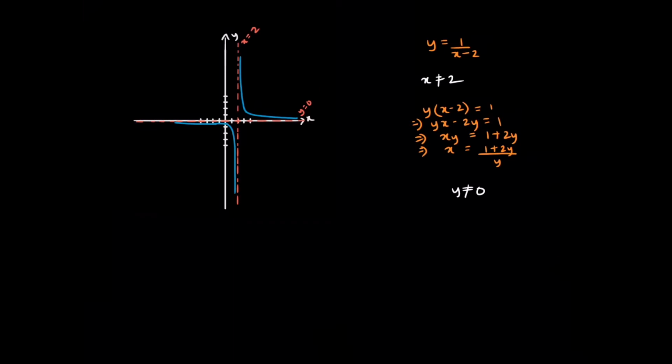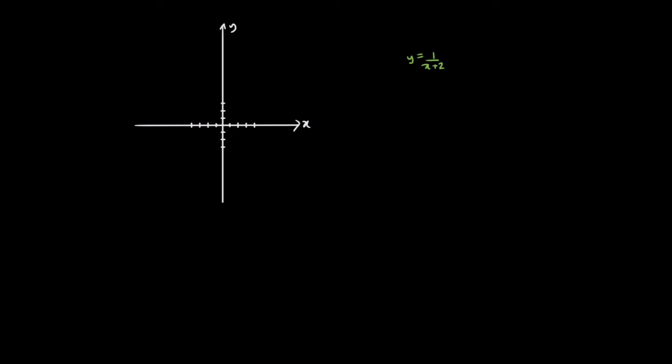Now what is the only difference? By subtracting 2 from the denominator, we have shifted the vertical asymptote 2 units to the right. Now can you guess what y equals 1 by x plus 2 might look like? Rule 1, our denominator cannot be 0. So x cannot be equal to minus 2. So x equals minus 2 is our vertical asymptote.